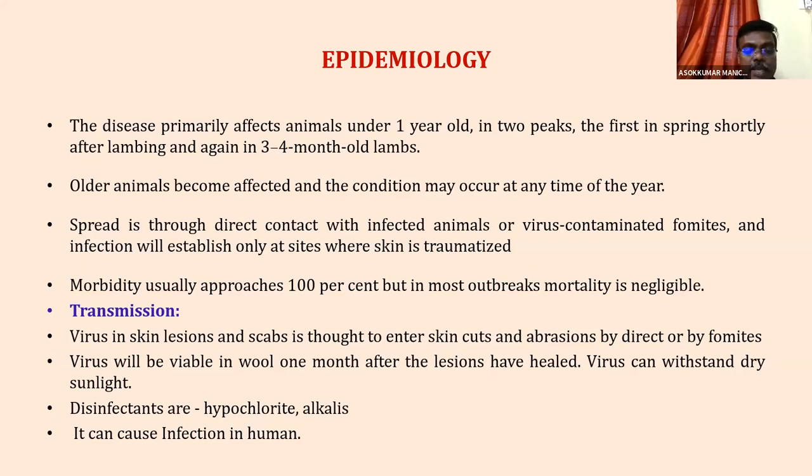The morbidity usually approaches 100%, but in most outbreaks mortality is negligible. Even if it happens, it may be due to starvation or anorectic conditions, if the animal is not treated. Regarding transmission, the virus in skin lesions and scab is thought to enter skin cuts and abrasions directly or by fomites. The virus will be viable in wool about 1 month after the lesions have healed. Even after the lesions have healed, there is still a chance of virus. The virus can withstand dry sunlight, disinfectants, especially hypochlorite, alkalis and iodophors. It can cause infection in human beings.